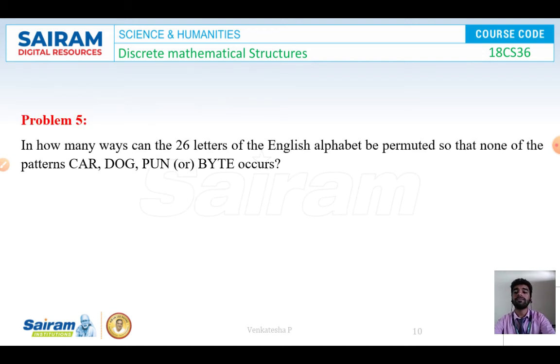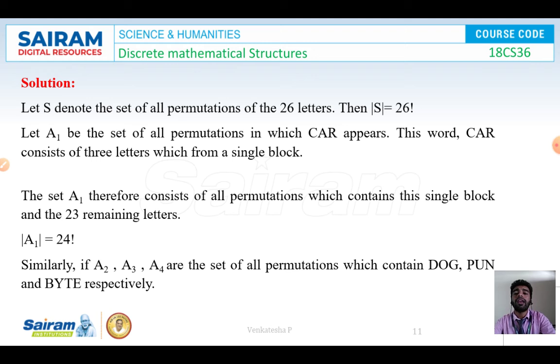One more example: in how many ways can the 26 English alphabet letters be permuted so that none of the patterns like cat, dog, pun and bite occurs in the permutation. So now let S denote the set of all permutations of 26 letters. Then the order of S will be equal to 26 factorial.